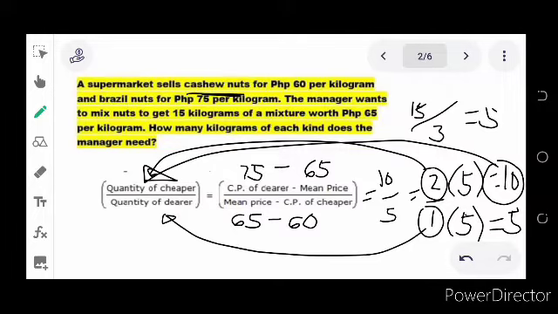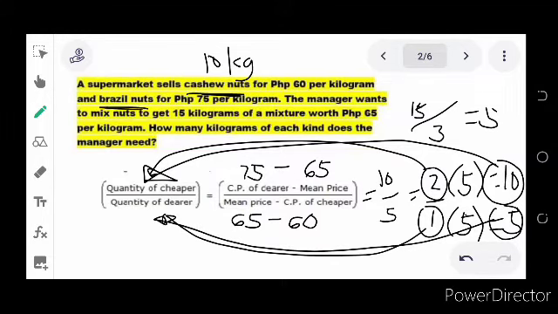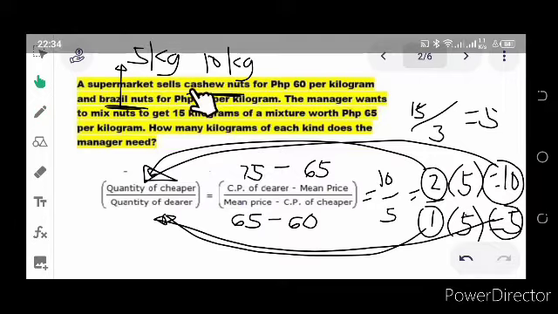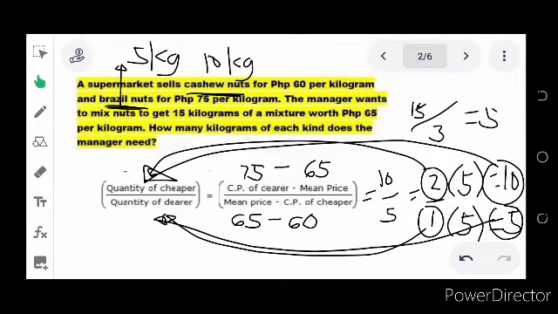So the cashew nuts, you will have 10 kilograms. And then 5 kilograms for the most expensive nut, which is the Brazil nut. So the Brazil nuts is 5 kilograms. All in all, the number of kilograms is just equal to 15. So this is how we solve the problem.